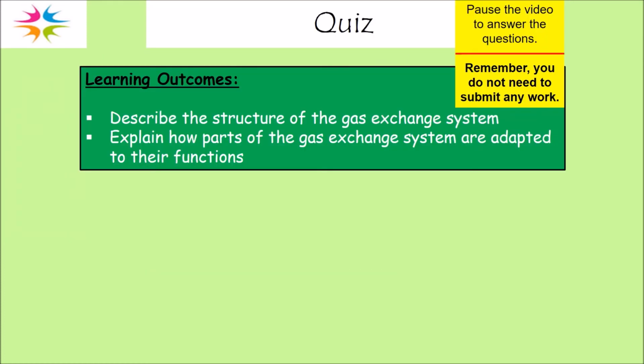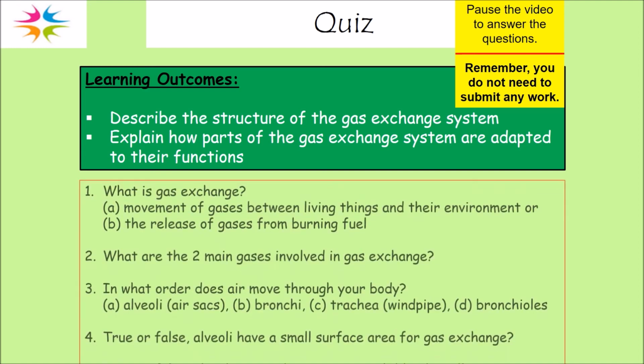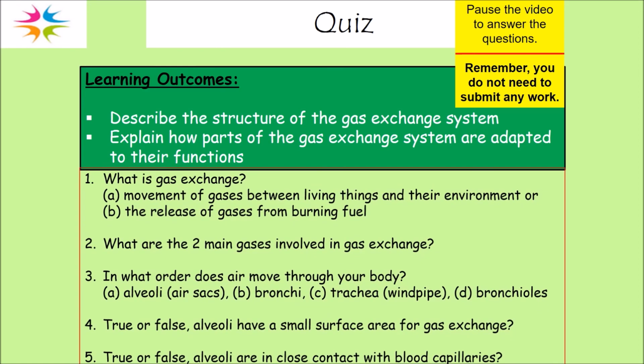By now, you should be able to describe the structure of the gas exchange system and explain how parts of the gas exchange system are adapted to their functions, in particular how the alveoli allow gaseous exchange between themselves and the blood. Now pause the video and remember that you do not need to submit any work or email it to us because you can mark the work yourself.